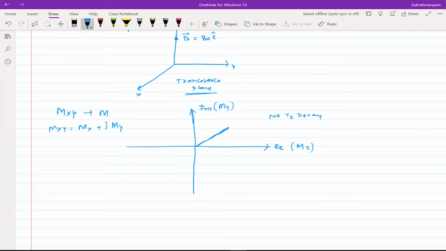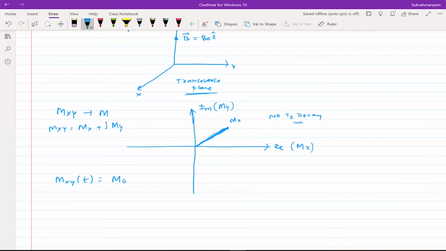Okay, now consider this is an m naught value, which is there after you withdraw the B1 value. Now if you assume that there is no T2 decay, what would happen to this m naught value? Let me write it as mxy of t. In this case, what would be that value over time? Can anyone tell me? I'm assuming that there is no decay.